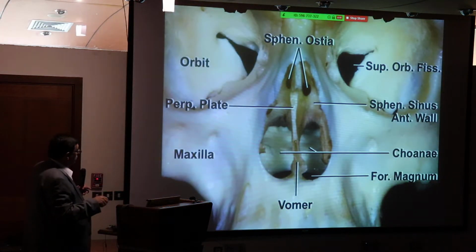A magnified view: the greater wing of the sphenoid making the lateral wall of the orbit, the superior orbital fissure, up to the optic canal is there, and here is the lacrimal sac. This is the maxilla. So this is the nasal septum. This is the medial wall of the nasal septum, right or left, and the lateral wall is actually the medial wall of the maxilla.